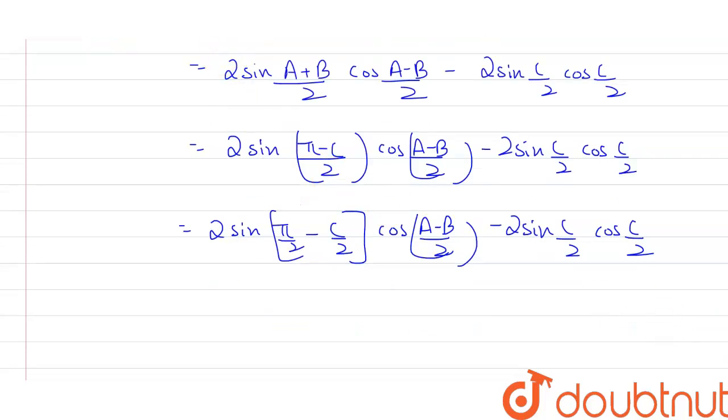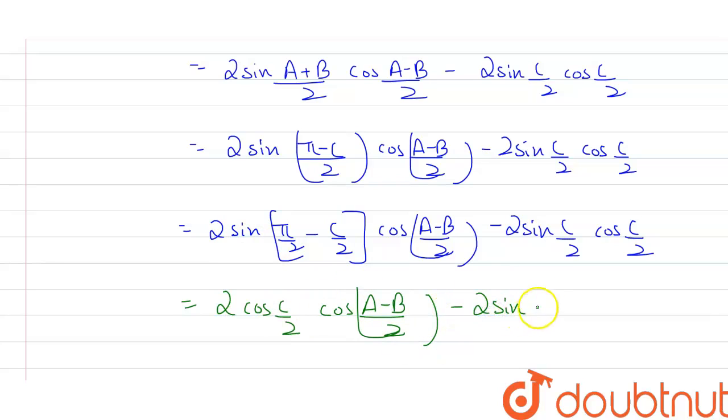After this, we know the value of sine of (90 minus theta). It lies in the first quadrant, and there is a 90 or pi by 2, so it will become cos, which is always positive because it is in the first quadrant. So I can say this will become 2 cos of C by 2 times cos of (A minus B) by 2, minus 2 sine C by 2 and cos of C by 2.